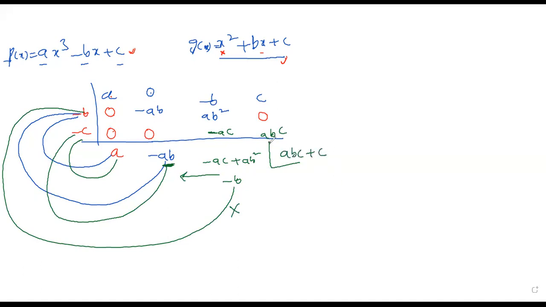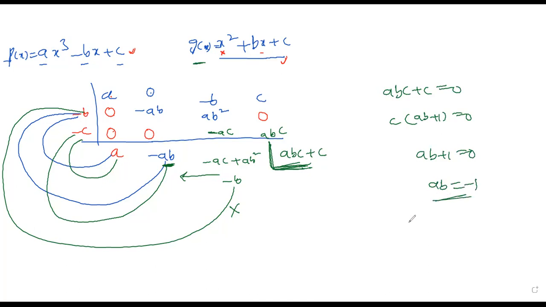They said that when you are dividing f of x with g of x, you are getting the remainder 0. That means here we have to get 0 actually. That is abc plus c equal to 0. If you take c common, ab plus 1 equal to 0. That means ab plus 1 equal to 0, ab equal to minus 1.